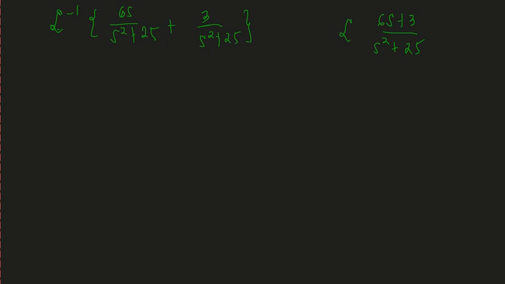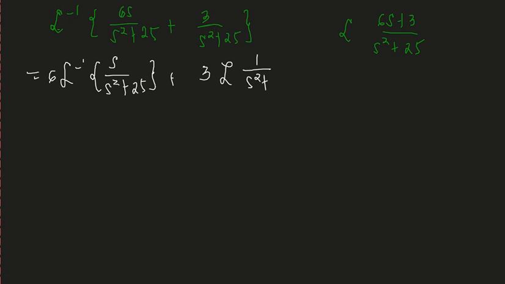So, we can distribute. So, we will have the inverse Laplace transform of, so, factor out the 6. So, this is equal to s all over s squared plus 25. Plus, so, factor out the constant. So, we will have the inverse Laplace transform of 1 all over s squared plus 25.